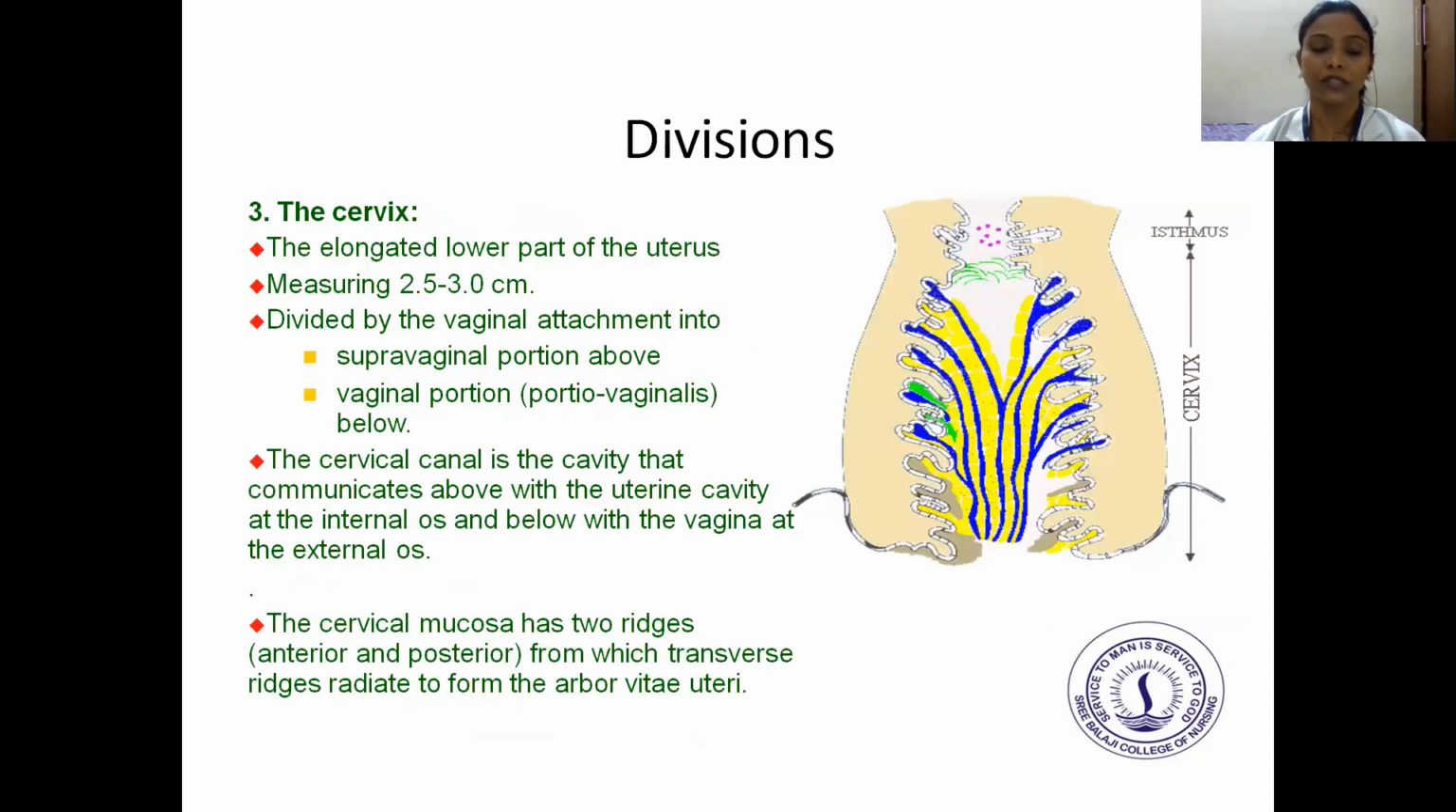Next is the cervix, an elongated lower part of the uterus, measuring about 2.5 centimeter to 3 centimeter, divided by the vaginal attachment into the supravaginal portion above and the vaginal portion below, that is the portio vaginalis. The cervical canal is the cavity that communicates above with the uterine cavity at the internal os and below with the vagina at the external os. The cervical mucosa has two ridges, the anterior and the posterior ridges, from which the transverse ridges radiate to form the arbor vitae uteri. This is above the cervix where it is connected to the uterus. Can you see in this picture?